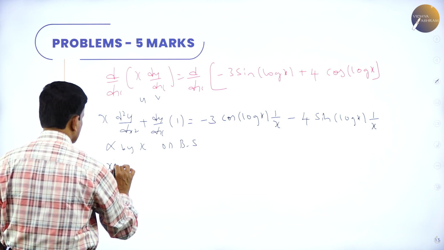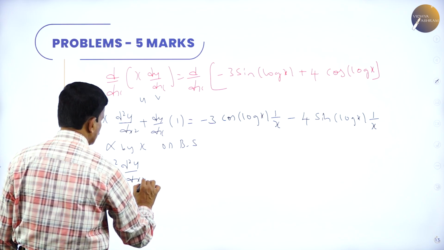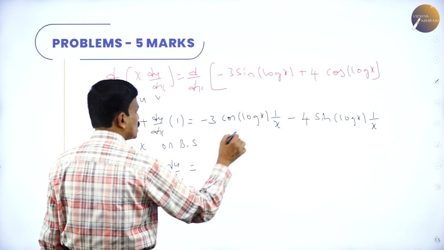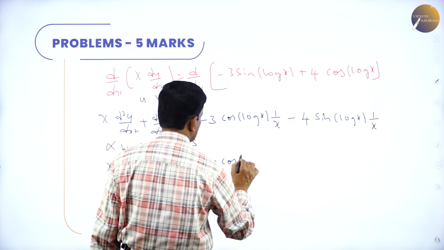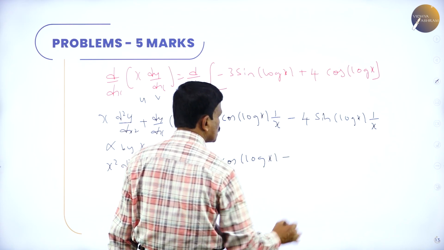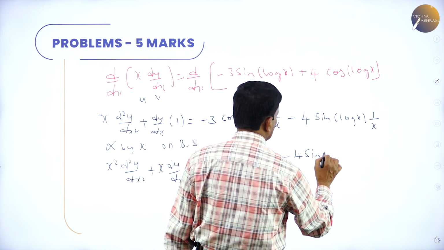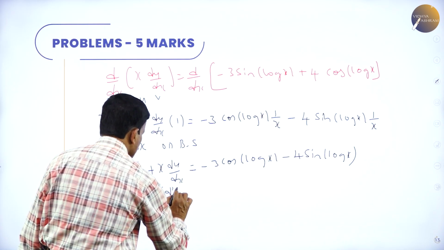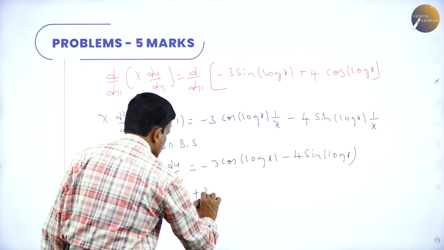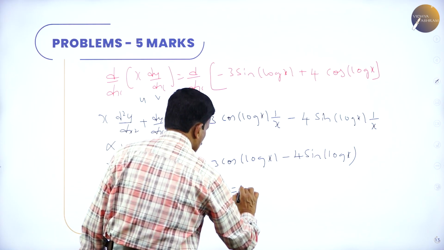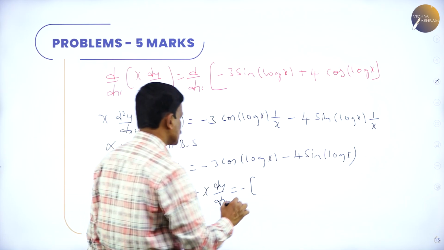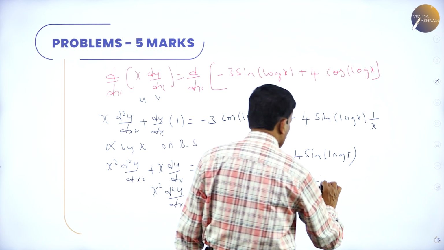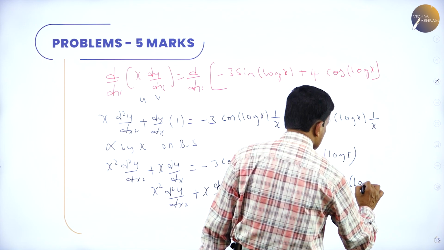What happens? x into x² d²y/dx² plus x into dy/dx is equal to x, and x gets cancelled, minus 3 cos log x, again x and x gets cancelled, minus 4 sin of log x. Now this can be written as x² d²y/dx² plus x dy/dx is equal to, you can take the negative sign out, minus of 3 cos log x plus 4 sin log x, right.